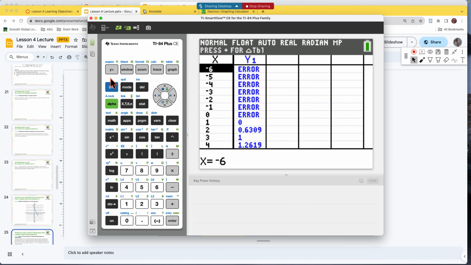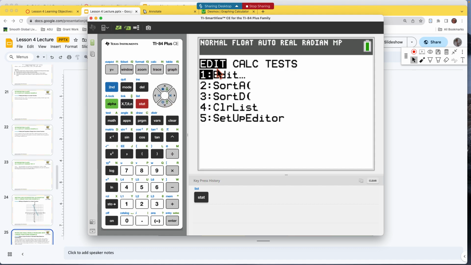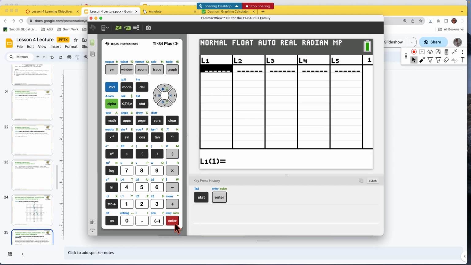Yeah, maybe not. What we're going to do is called regression, linear regression. It is actually a statistics function. So we go to the stat key. I'm just going to hit the stat key. What we have to do is enter in our points, and then we're going to calculate the function. So we'll start with edit. As soon as we come in here, it's number 1, we hit enter.